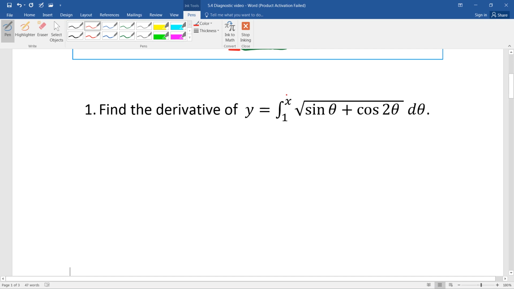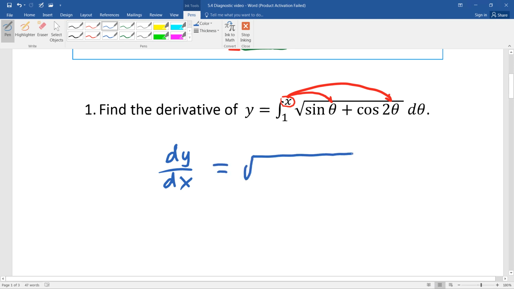We're going to use that rule we just saw. This is set up the same way. To take the derivative, we're just going to take our upper limit and plug it in for our dummy variable, which in this case is theta. So we're taking the derivative of y, x is our variable, so this is dy/dx, and it equals the square root of sine of x plus cosine of 2x. So using the fundamental theorem of calculus part 1, we can make quick work of this.